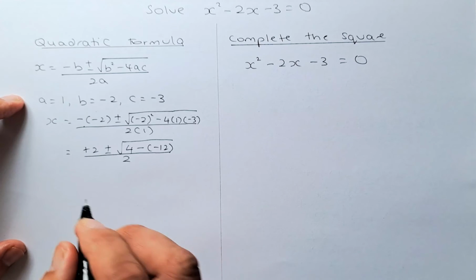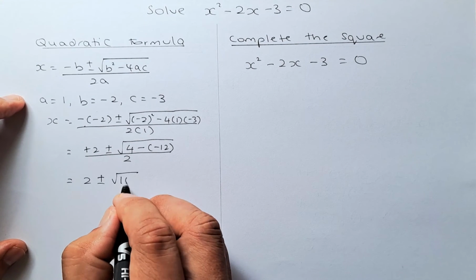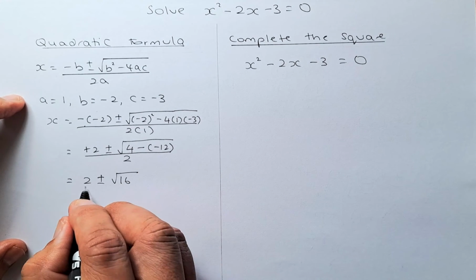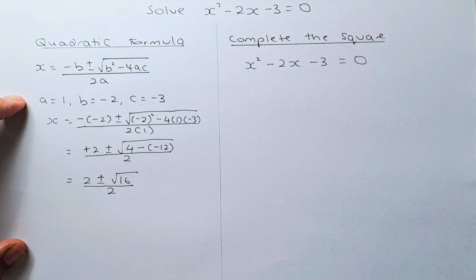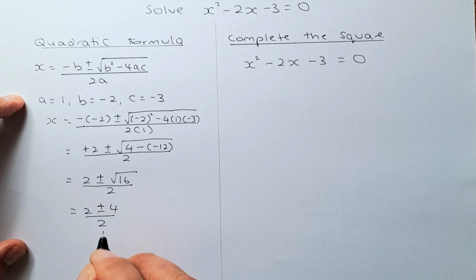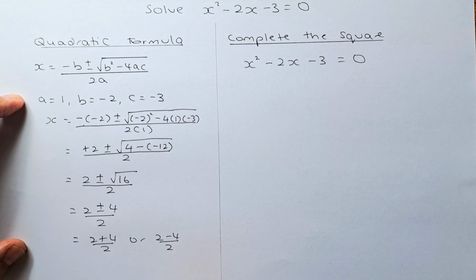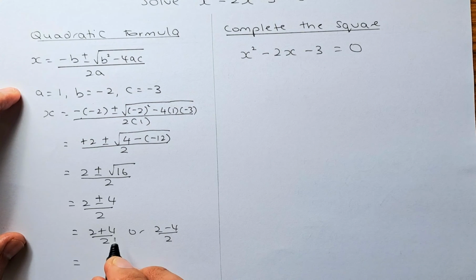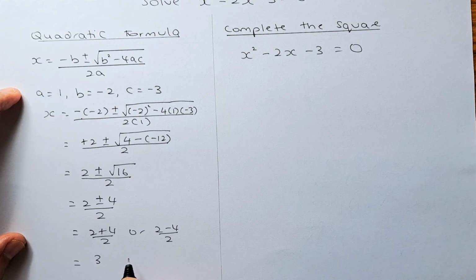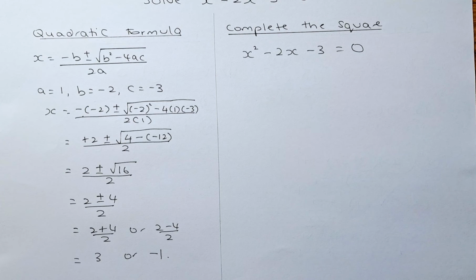Then you simplify further. 2 plus or minus the square root of 16, because 4 minus negative 12 is 16, over 2, and now you can solve it. It's going to be 2 plus or minus 4 over 2, and the answer is going to be 2 plus 4 over 2, or 2 minus 4 over 2, and you simplify them further. 2 plus 4 is 6, divided by 2 is 3, or 2 minus 4 is minus 2, divided by 2 is minus 1, which is what you got in the previous example.